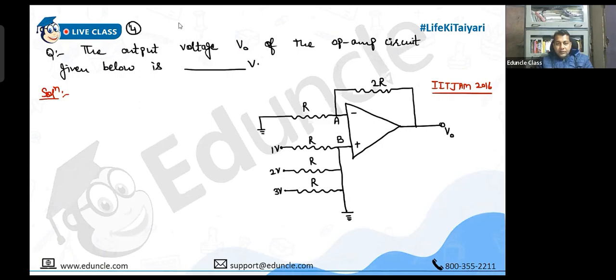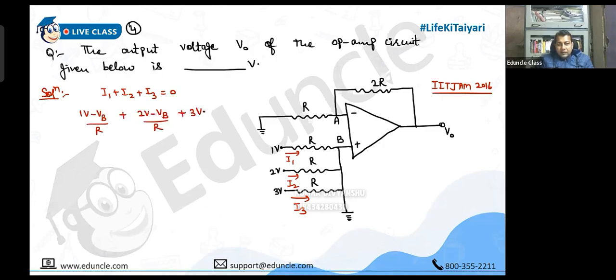Yes, Aditya, very good. See, let us assume the currents through each one of these are I1, I2, I3. So what we can do is I1 plus I2 plus I3 should be 0. Sum total of all the currents, because no current is going into the op-amp technically. And what is I1? It will be 1 volt minus VB by R. Then 2 volt minus VB by R. Then 3 volt minus VB by R.